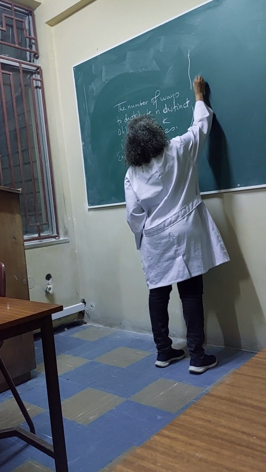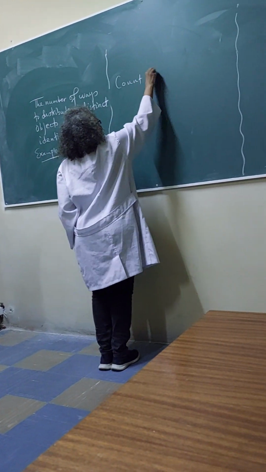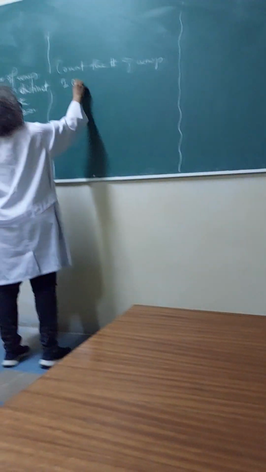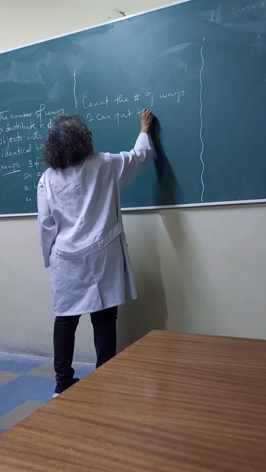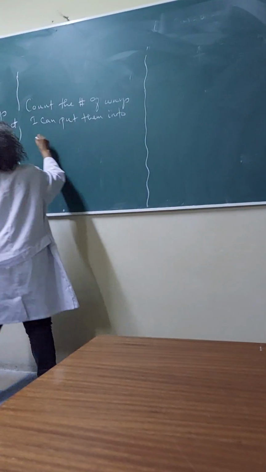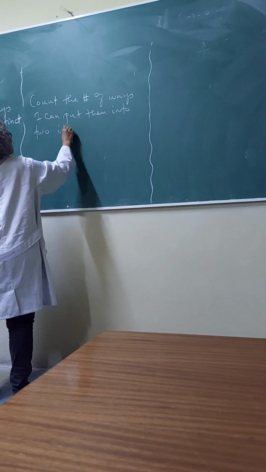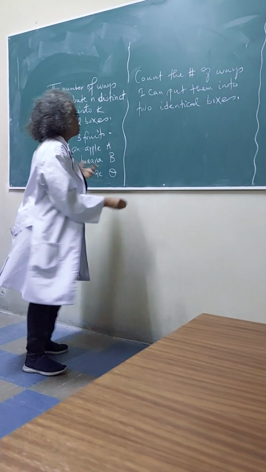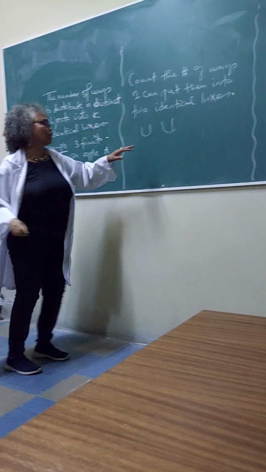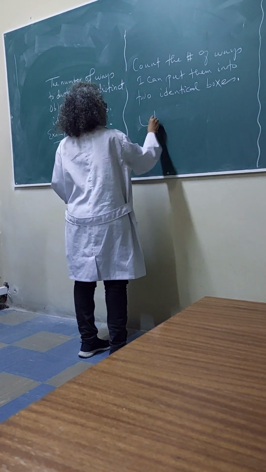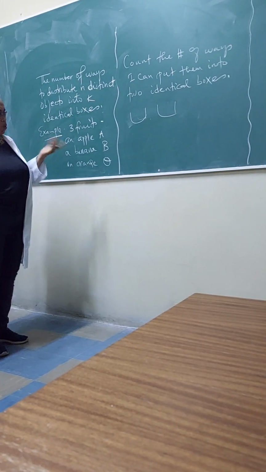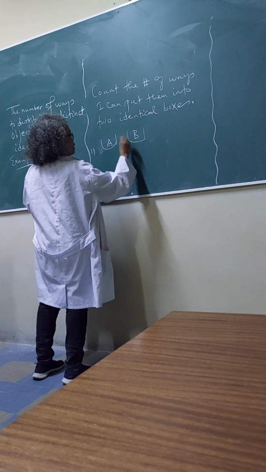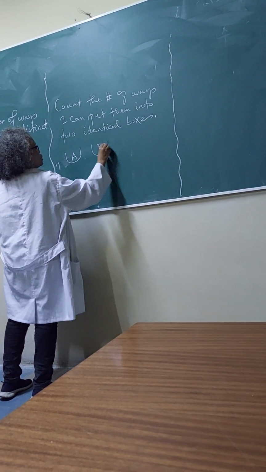And I want to count the number of ways I can put them into, let's say, two identical boxes. Identical boxes. Say this box and that box. Okay? Well, they don't look like a box. That box and that box. Okay. One way is to put the apple here, the banana there, and the orange there.